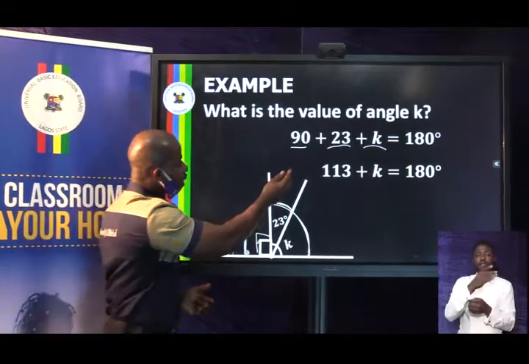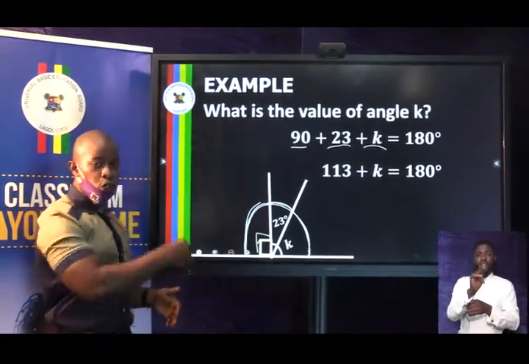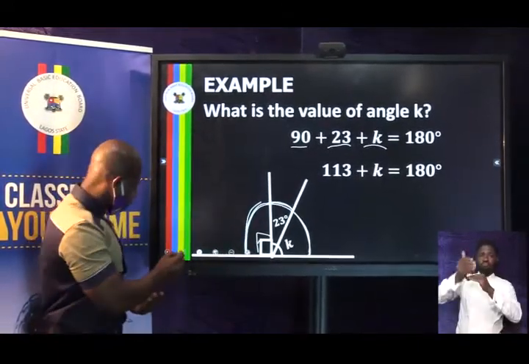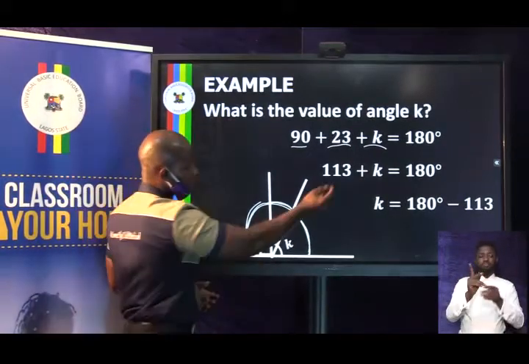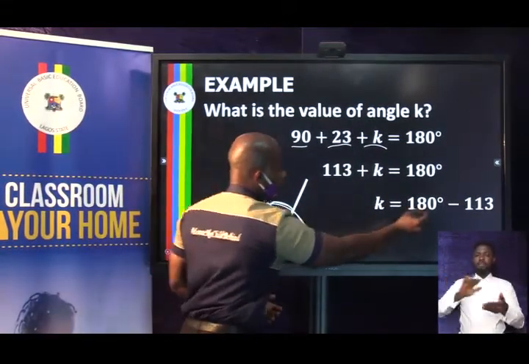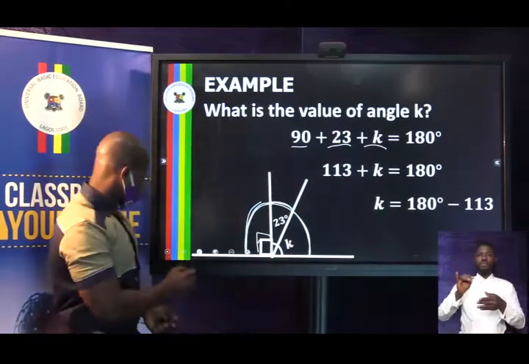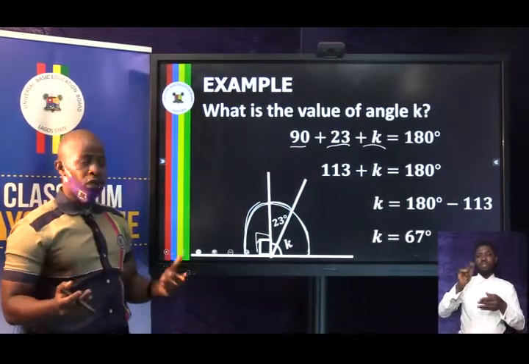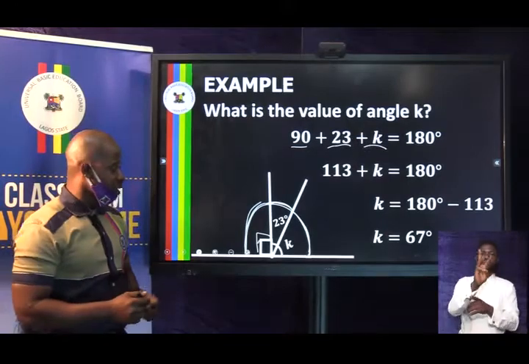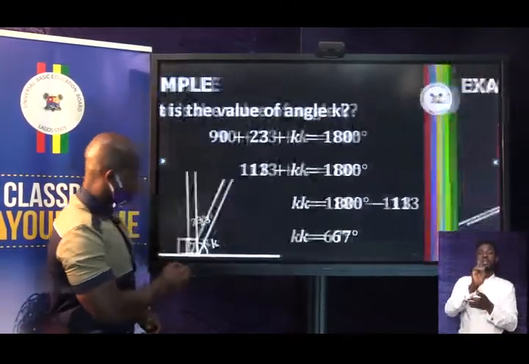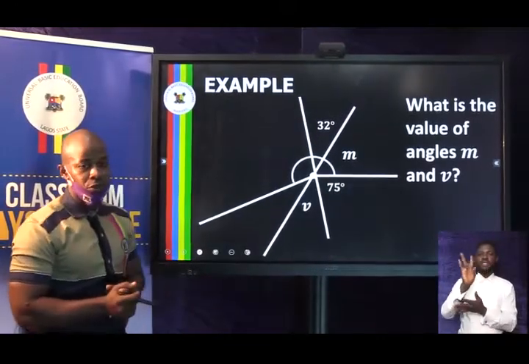So adding 90 and 23, you get 113, which you will have to move to the right side. And we do that on the next line. K comes down, 113 becomes minus 113. So now subtract 113 from 180, my friend, and you get 67, telling you that K here is 67 degrees.